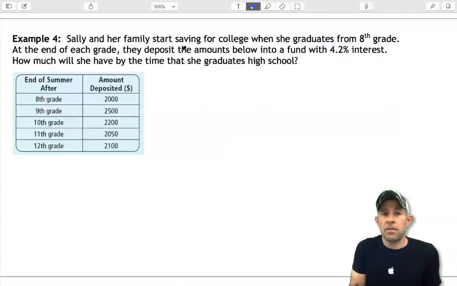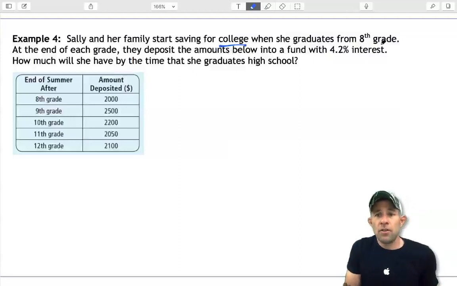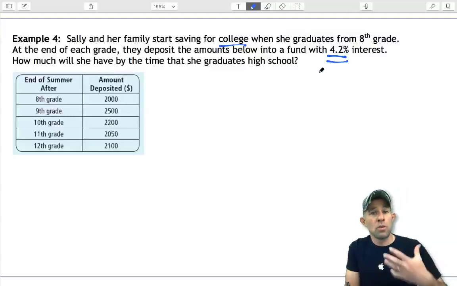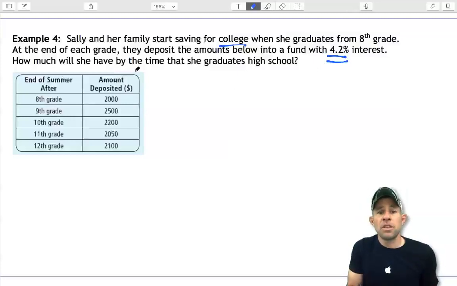Here is Sally and her family. They start saving for college, never a bad idea, when she graduates from 8th grade. And at the end of each grade, they deposit the amount below into a fund with a 4.2% interest. So this is growing constantly. How much will she have by the time she graduates high school?